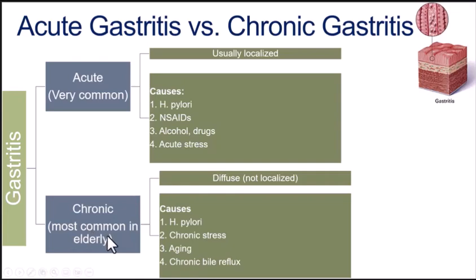Chronic gastritis, more common in the elderly, also has a common cause of H. pylori, but also people that are experiencing chronic stress, and just the normal process of aging, which changes how our cells function. So if many of the cells in the stomach are aging and not functioning well, you could probably see why it would cause more diffuse gastritis. And also a condition called chronic bile reflux.